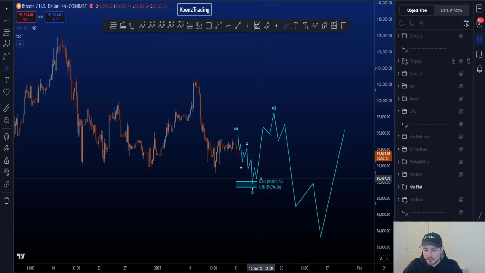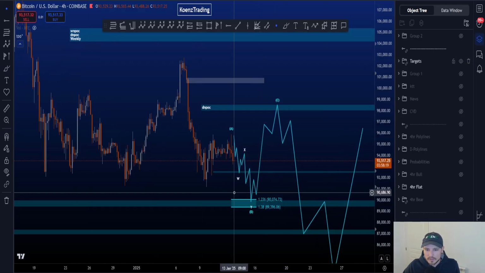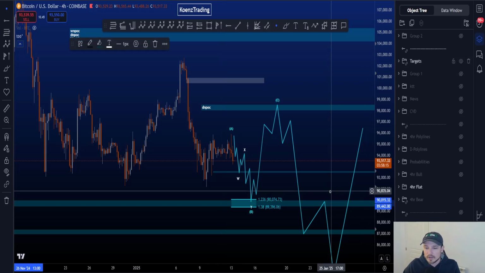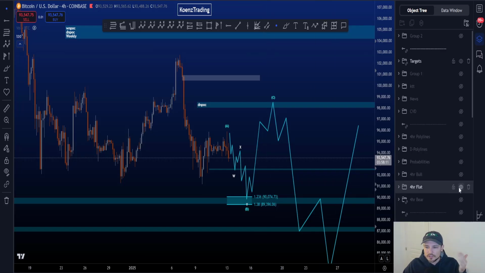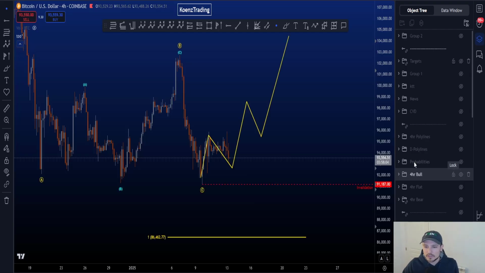So if price does move to the downside, be very aware of this area and observe the reaction. We do have some additional support here as well, 89.4 to 90k, perfectly aligned with this box for a wave B. So it's just something to keep in mind, but only relevant if price takes the low, which it hasn't yet. I just want to prepare you.